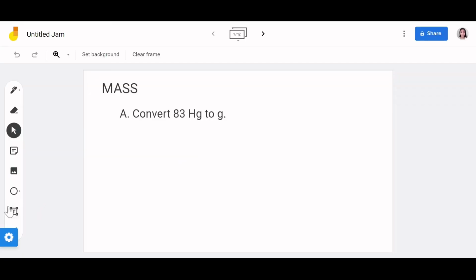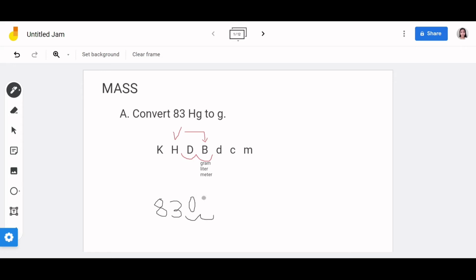So from the first problem of mass, we have to convert 83 hectograms to grams. I'll be showing you how to use the mnemonic King Henry died by drinking chocolate milk. So we are here at the hectogram and we have to go to the base unit, which consists of the gram, meters, and liters. And rewrite the given 83. Since it's a whole number, the decimal point will be on the right side of the number 3. So we also have to move the decimal point 2 times. And the result is 8,300 grams.